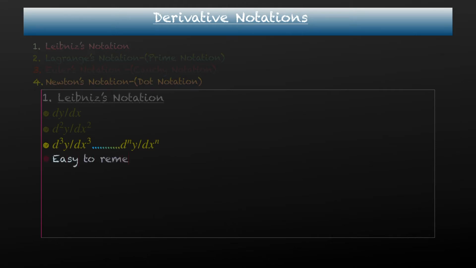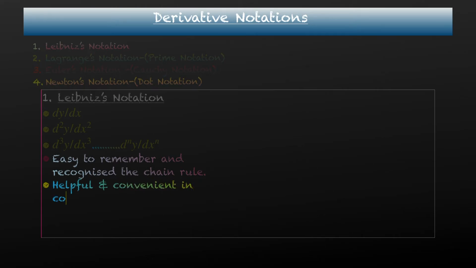Every notation has its own convenience and usefulness. These notations are easy to remember and recognize in the chain rule. It is also very useful and convenient in considering partial derivatives.